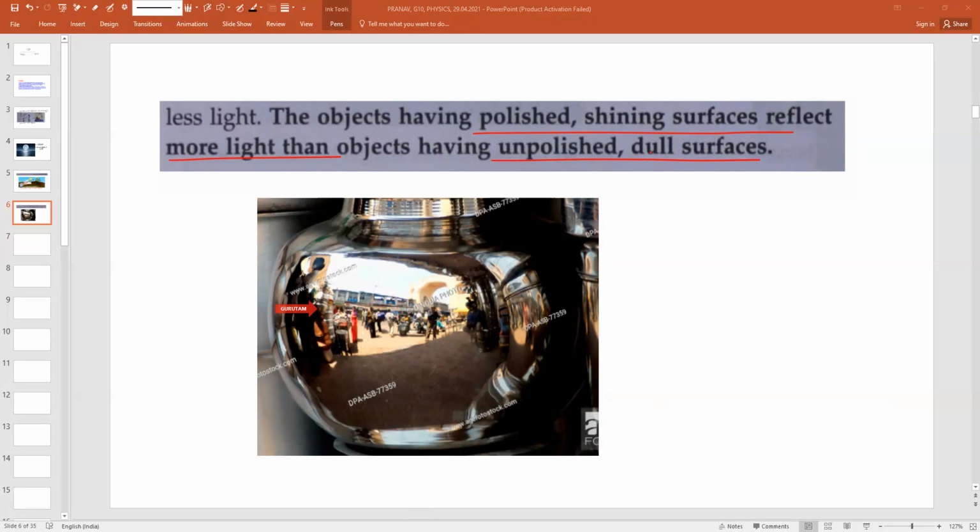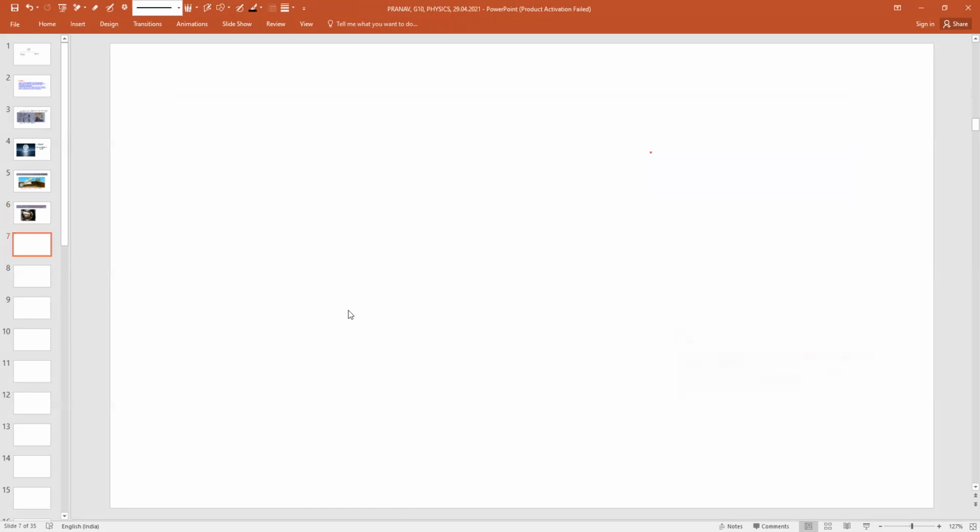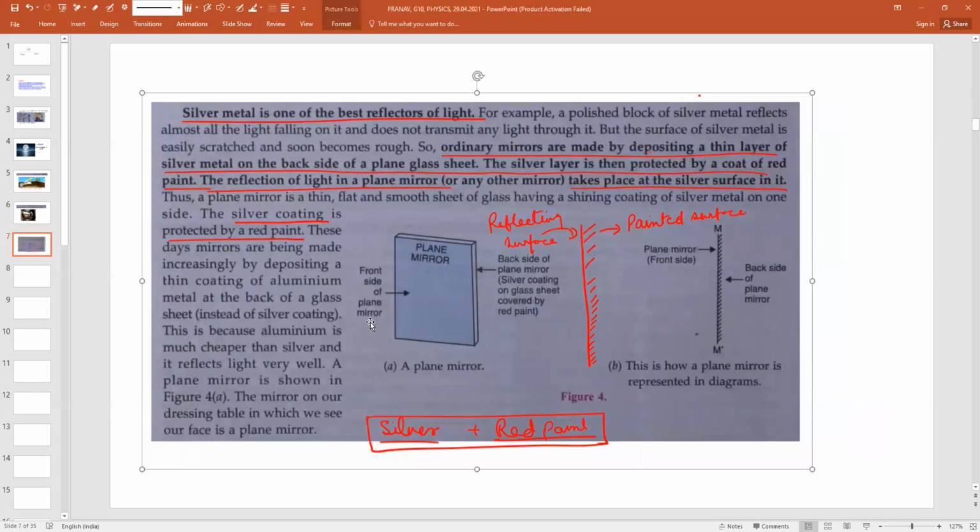Understand? Okay. I have another question for you. Just now you have studied that with the help of mirrors, we can do the reflection, right? How can you make a mirror with the help of glass? So a mirror is just a polished surface. It's a very smooth and polished surface which reflects accurately.